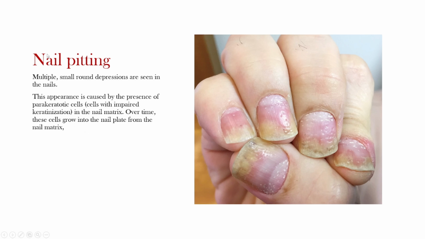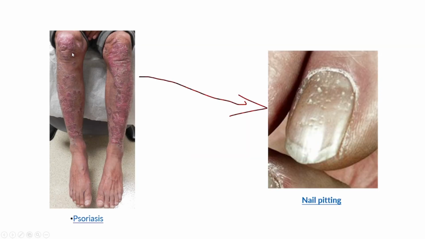So, first of all, we will have nail pitting. As we can see here in the picture, we will have small round depressions on the nails. This appearance is caused by the presence of parakeratotic cells impaired in the nail matrix. Over time, it will grow out to the nail plate. This is just some information to know the cause, but the most important thing is to recognize it. This is called nail pitting, small depressions on the nail. This sign is associated with psoriasis. So everyone knows psoriasis. A patient with psoriasis will usually have nail pitting on his nails.